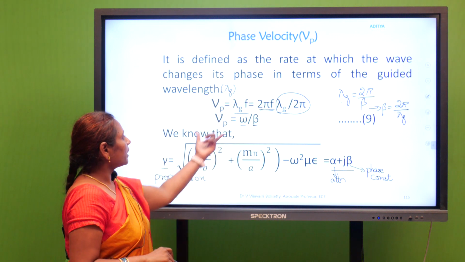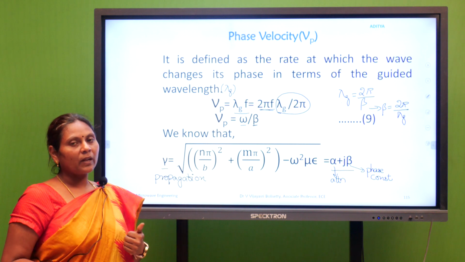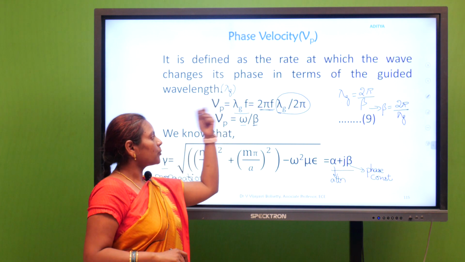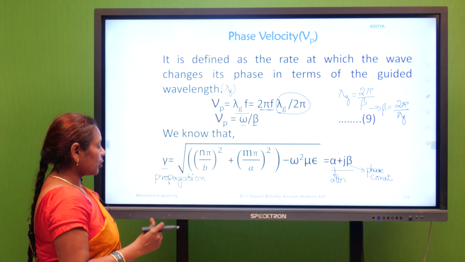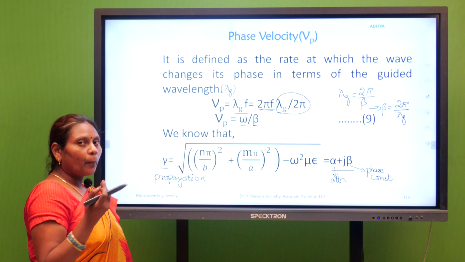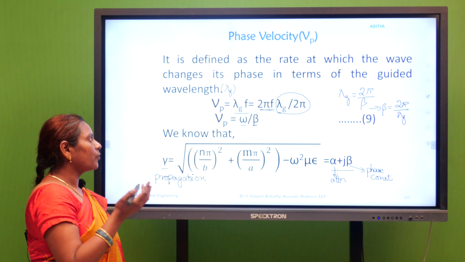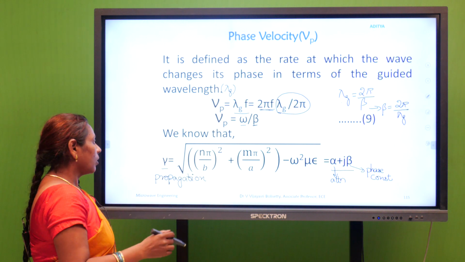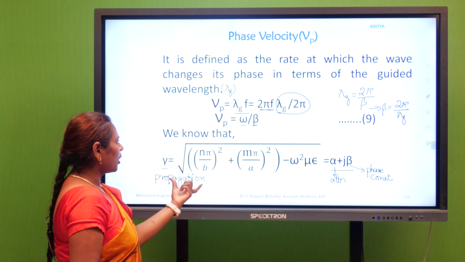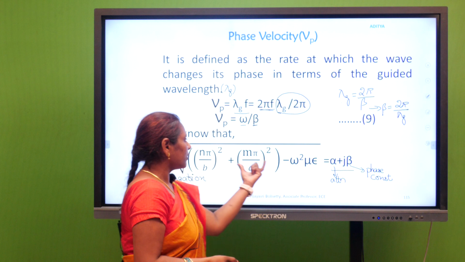So this is actually the gamma, and from this gamma now let us obtain the phase constant beta, so that we can get a relation for the phase velocity Vp is equal to omega by beta, and substitute the beta in terms of cutoff frequency, operating frequency, guided wavelength and all. Okay. So now let us see how we are going to obtain beta from this.